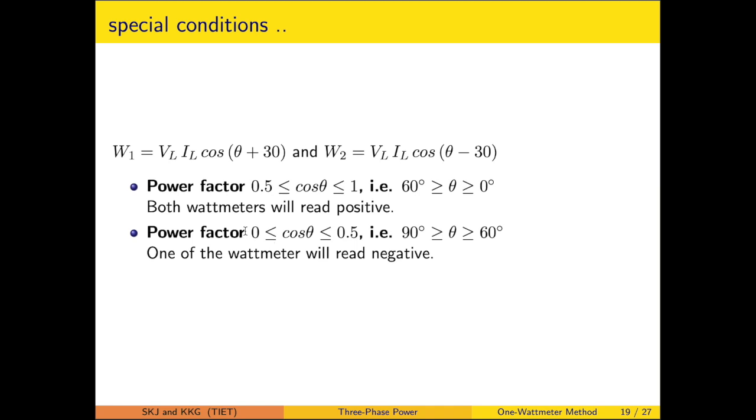However, when the power factor is between 0 and 0.5, so 0 means 90 degree angle and 0.5 power factor is 60 degrees, that is, the angle lies between 60 and 90, one of the wattmeters will be reading negative. So these points will help you in analyzing the behavior.